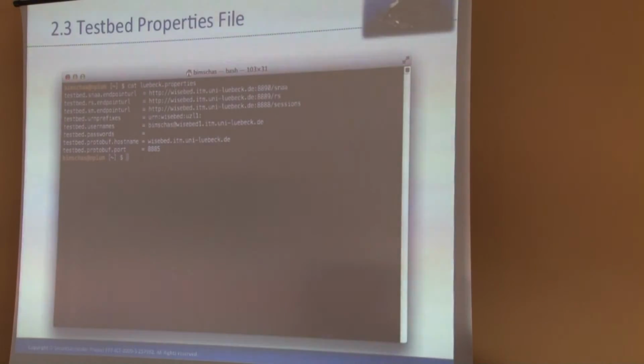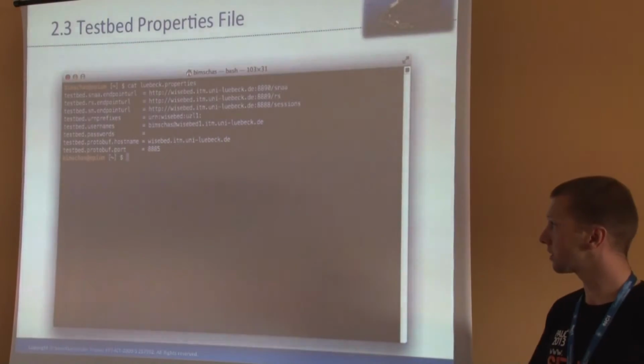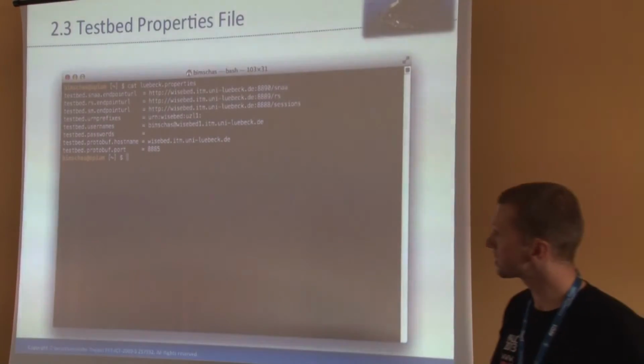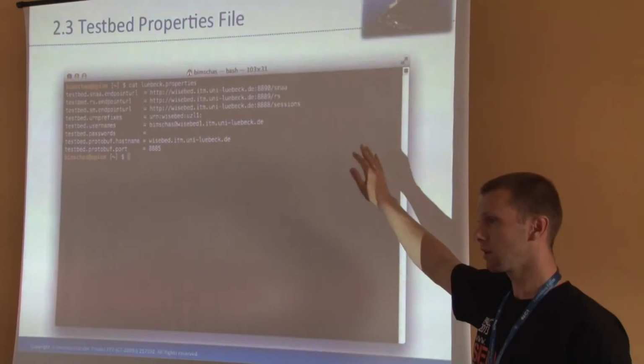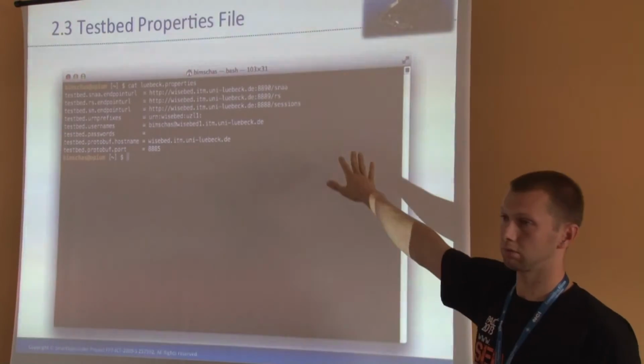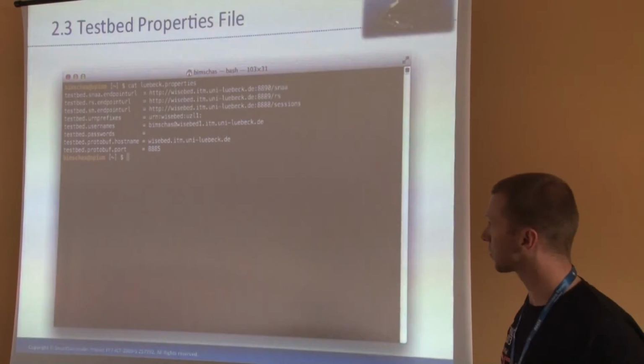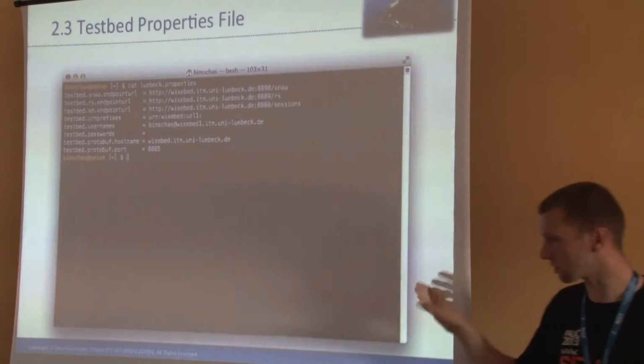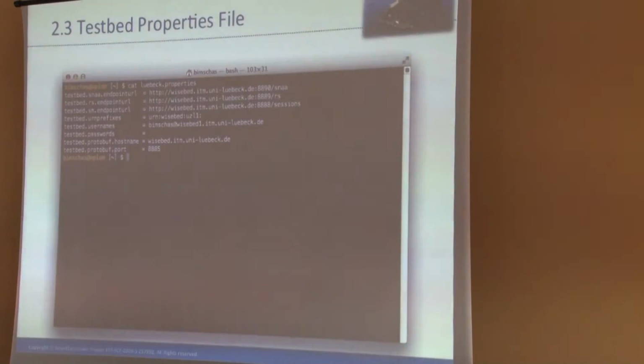So how it looks: what you need to get started is first to have a properties file, just configuring some addresses on where to connect. It's not important what these individual properties mean now. You can look at the documentation later on, just for you to know that you need this kind of property file.